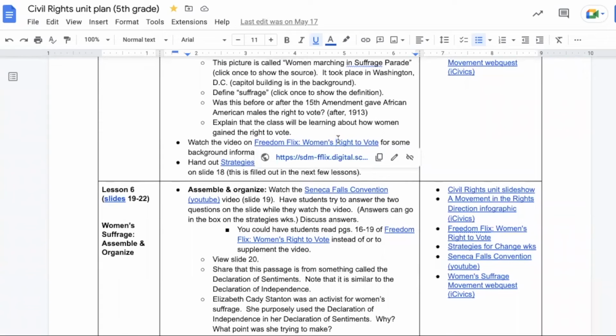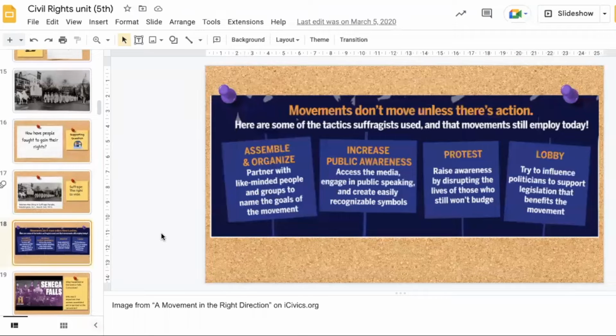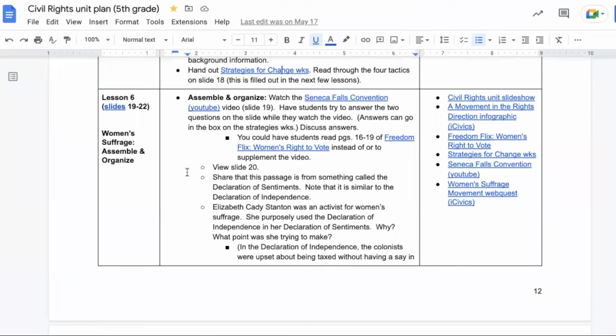There's a video on Freedom Flicks that has some good background information on women's right to vote. Pass out the Strategies for Change worksheet and use the information on slide 18 to help students capture a basic definition of each. In lesson 6, we focus on the Assemble and Organize strategy of civic action. There's some information about the Seneca Falls Convention to help students understand the start of the women's suffrage movement.